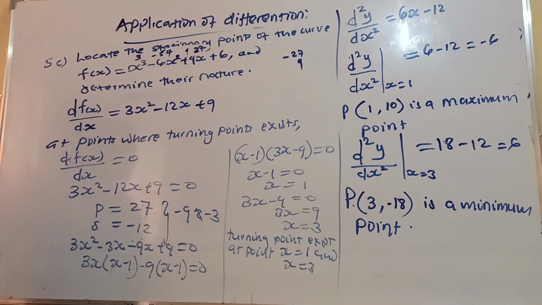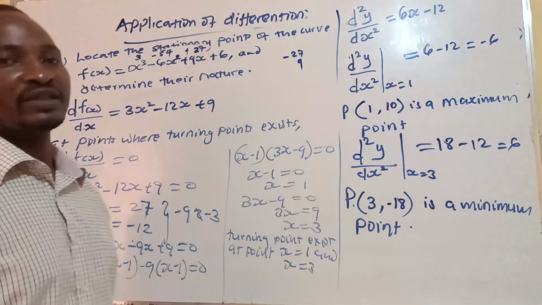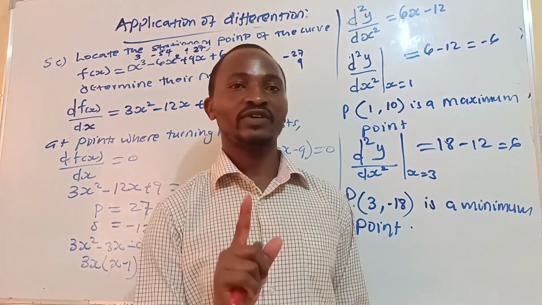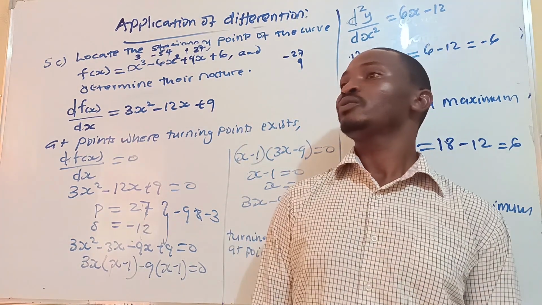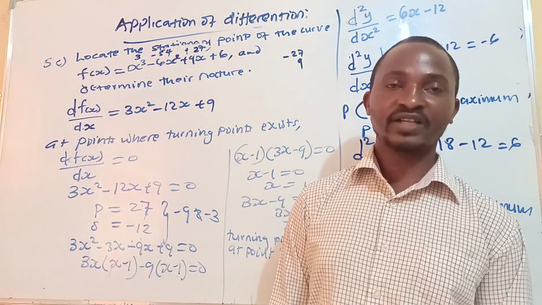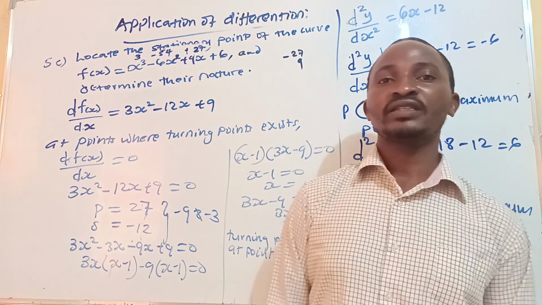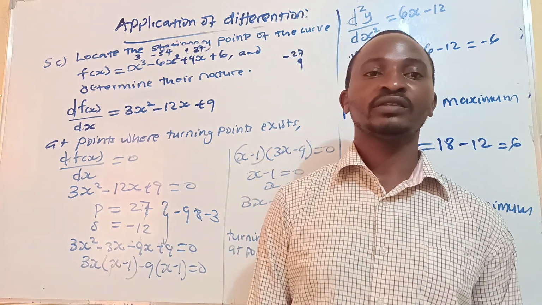So that is it. That's how you get the stationary point when you are given a function of one variable. But later, we will solve a problem where we will be given a function of two variables. So that is it. So we'll stop at that point.